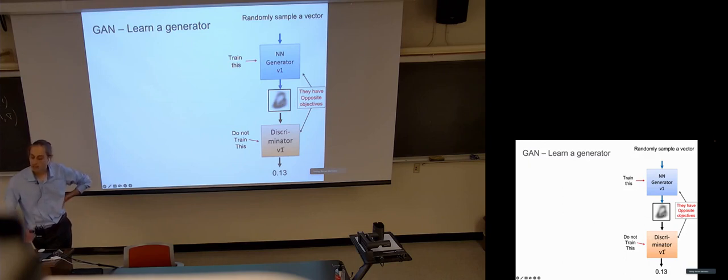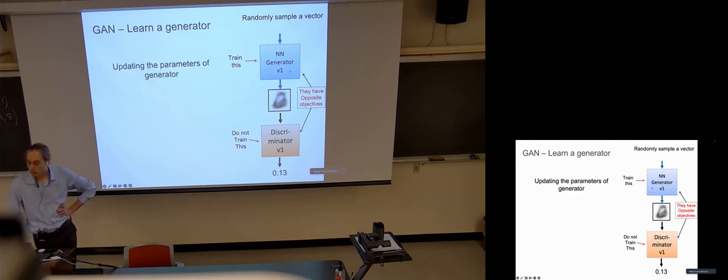The discriminator network has the task of telling whether the image is fake or real. So in this case, the discriminator thinks, oh, this is not a real image. This is a fake image that was generated by the generator. So I'm going to give it a probability of only 0.13 of it being real. So very low probability of it being real. But then what we do is that we update the generator. We keep improving the generator. And let's assume for now the discriminator is fixed.